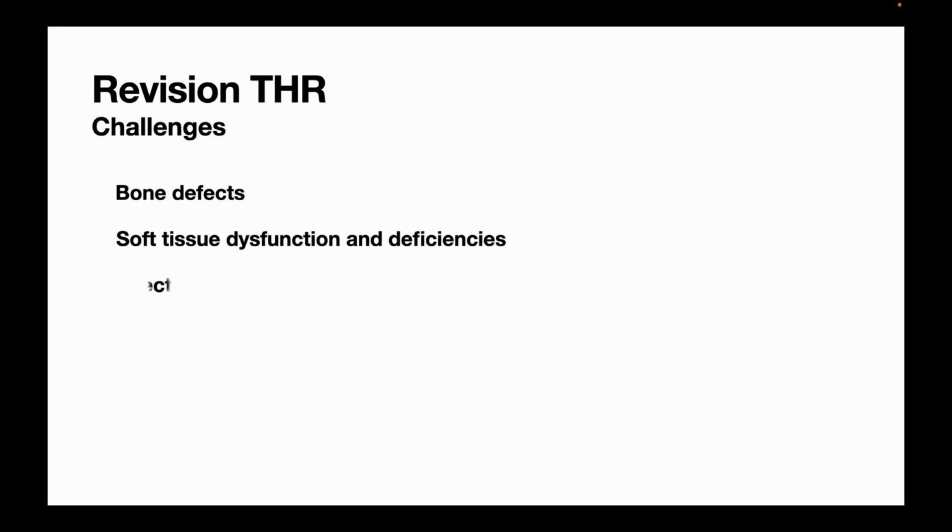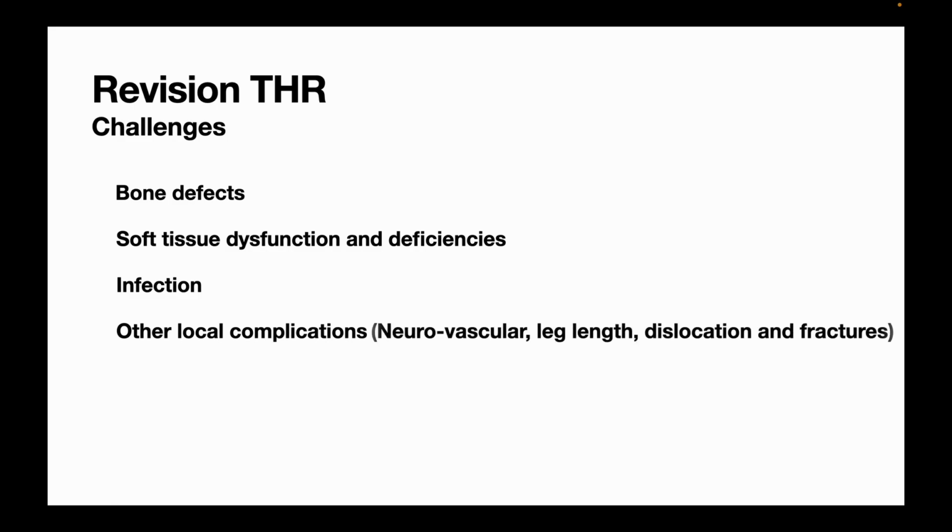The joint registries also give us a glimpse of some of the most common challenges encountered by the surgeons during hip revision surgery. Important ones to remember are bony defects, soft tissue dysfunction and deficiencies, infection, other local complications such as leg-length discrepancy, dislocation, neurovascular problems, fractures and others, and systemic complications such as atelectasis, paralytic ileus, and a host of other causes. Goals of the revision surgery are 3 main things.